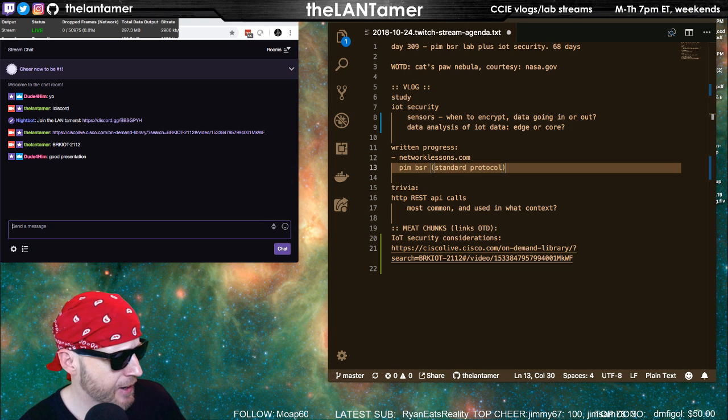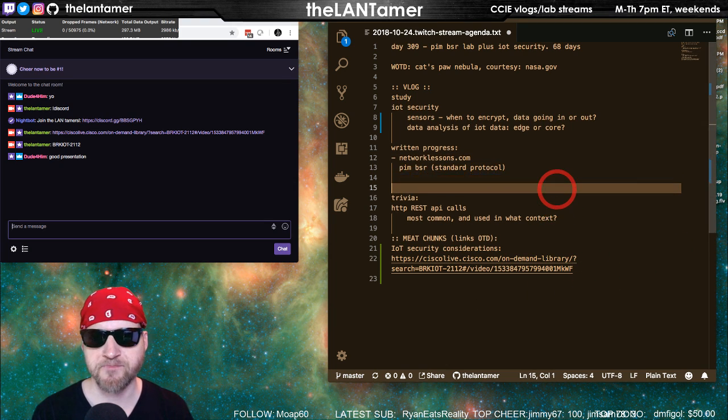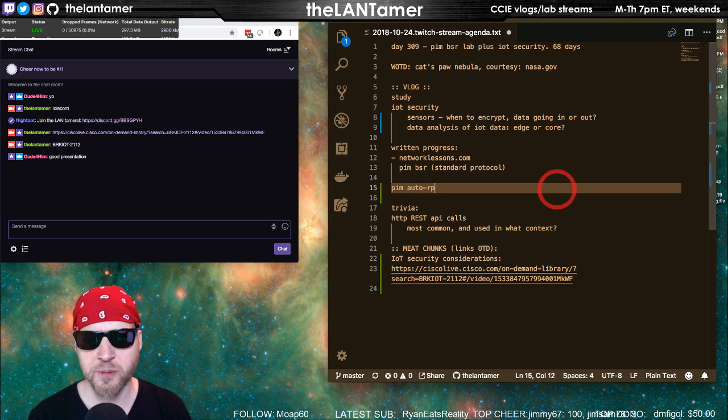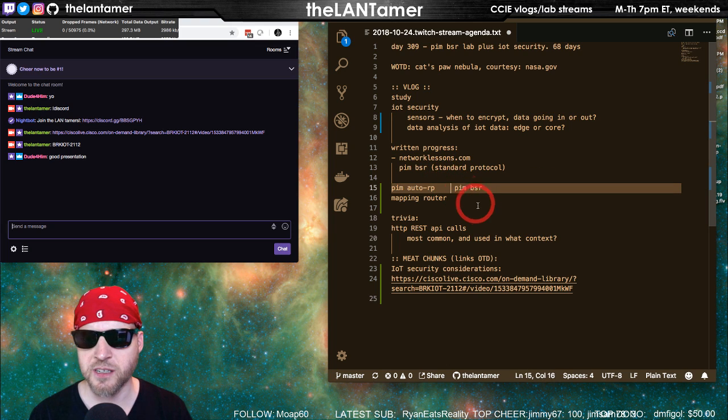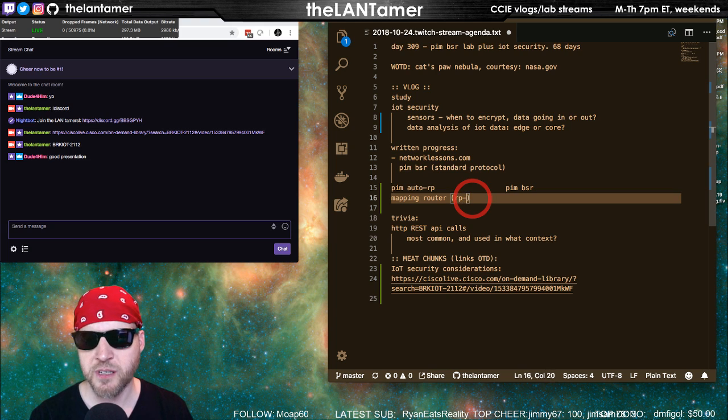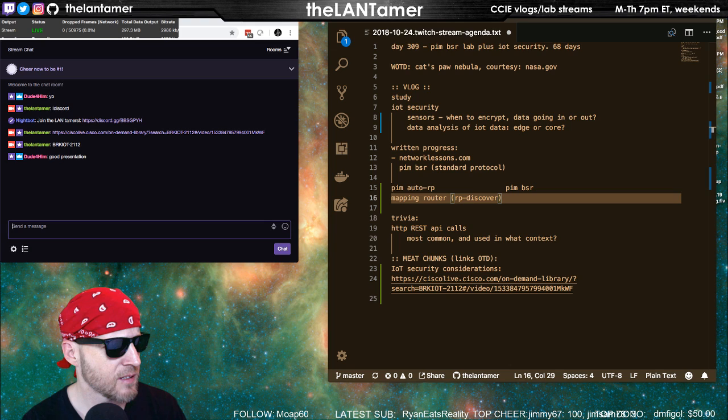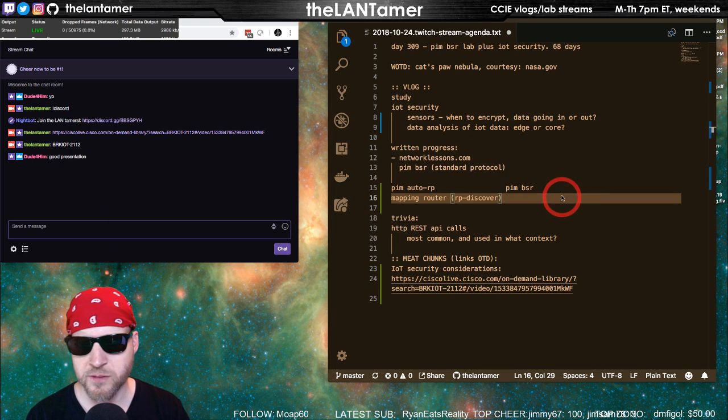And there are some very interesting concepts for BSR, which of course is Bootstrap Router. I love the name. But in auto RP, let's compare. In PIM auto RP versus PIM BSR, you have a mapping router, and that uses the RP discover. Shoot, wasn't that the command? RP announce and RP discover. Yeah, so let me use the terminology shown here.